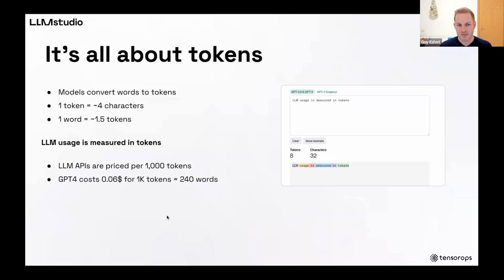Why do I say all this? Because whenever you go to these API pricing pages, you would see the price per 1,000 tokens. Also, bear in mind that you pay for the tokens into the models and out of the models. If you give the model a prompt and you get a response back, you're measured mostly on the input and the output. If we take from the website, for example, GPT-4 costs 6 cents for 1,000 tokens, which is about 240 words. Almost every API provider that gives LLMs would price its tokens by 1,000 or by millions. So it's important to know.